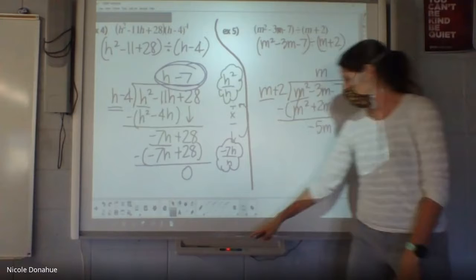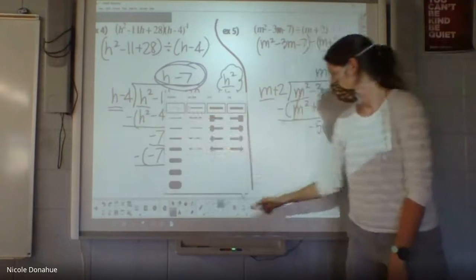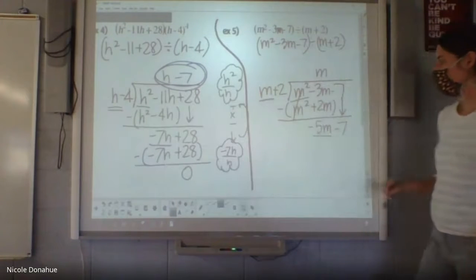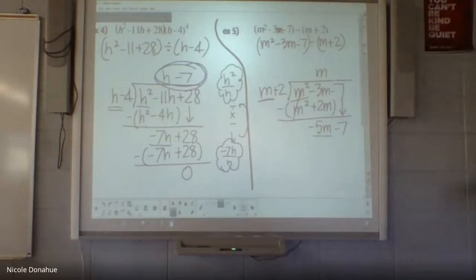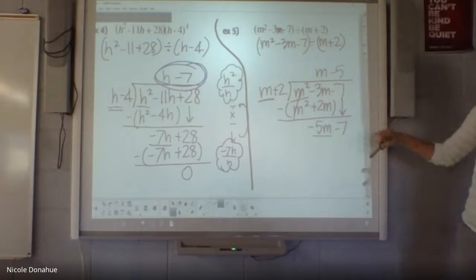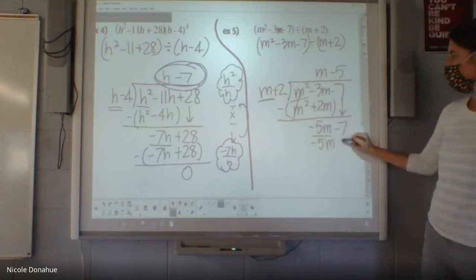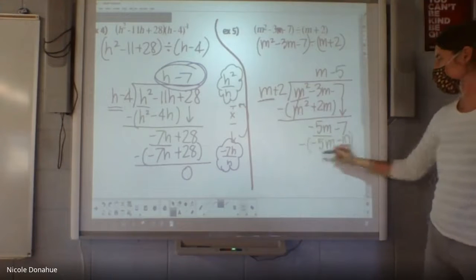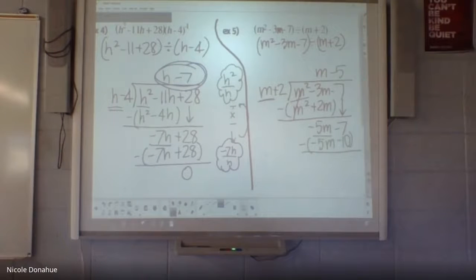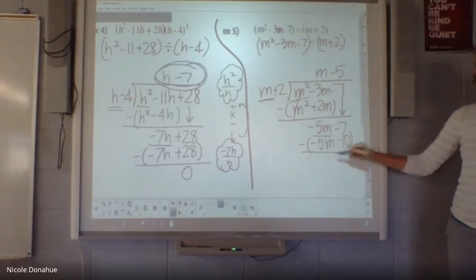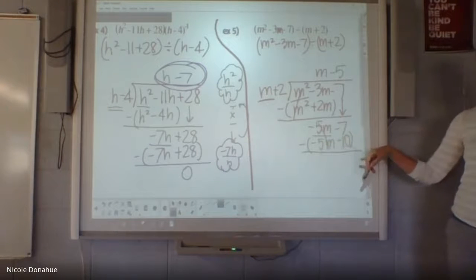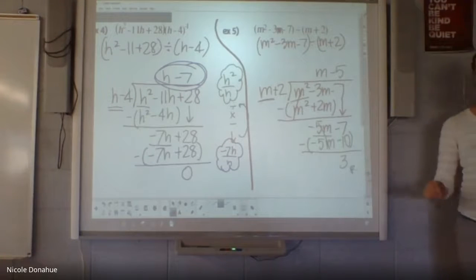Now I'm going to switch here. This divided by that. What do I get when I divide those two? Negative 5. And multiply that. So negative 10. Subtract. So here's where the remainder comes in. Because the n's cancel, I get negative 7 plus 10, so I get 3. So this is considered my remainder.